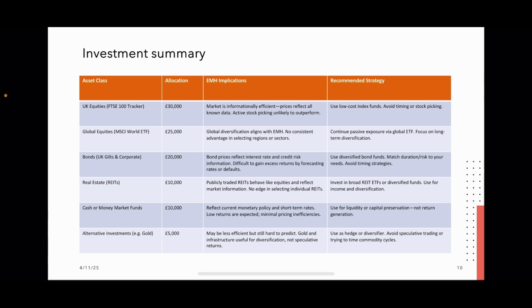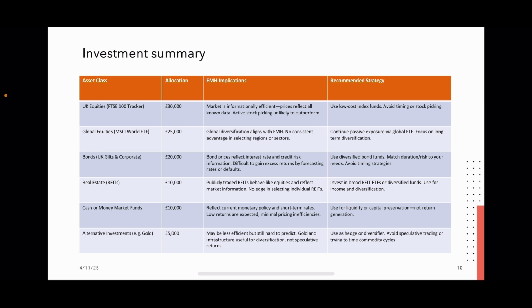Real estate. Publicly traded REITs behave like equities and reflect market information. There is no edge in selecting individual REITs. Investing in broad REITs and ETFs or diversified funds and using them for income and diversification is therefore the recommended strategy.